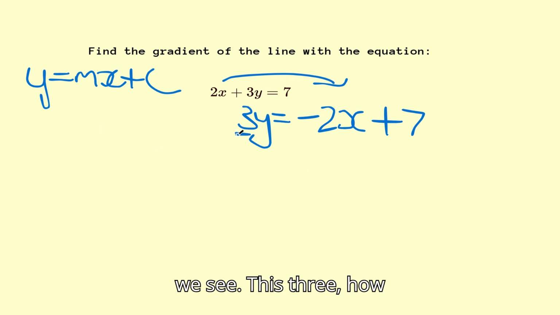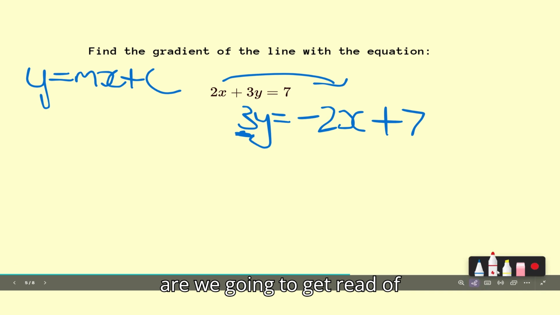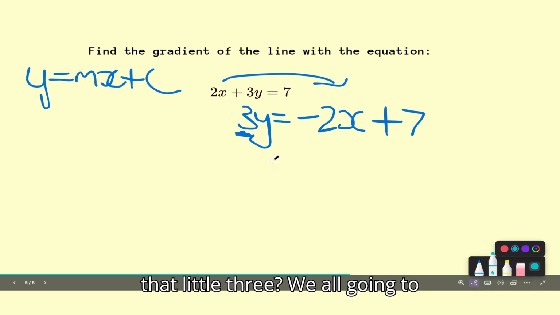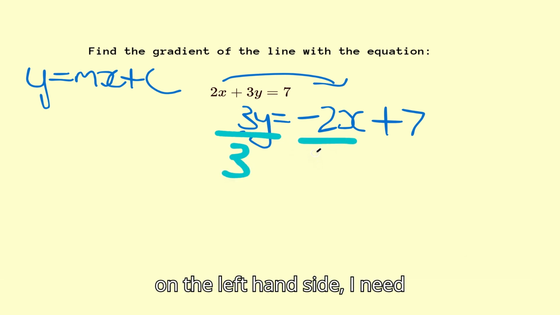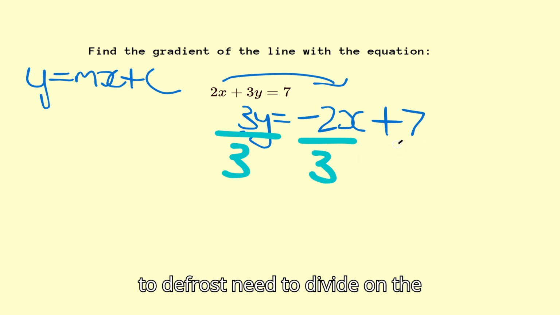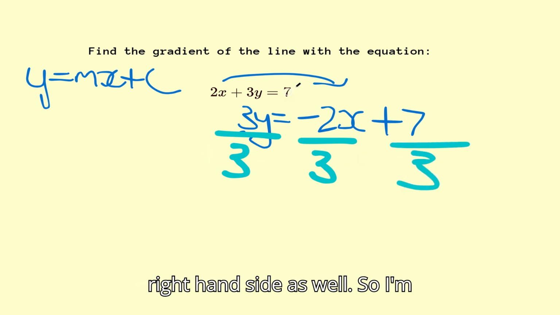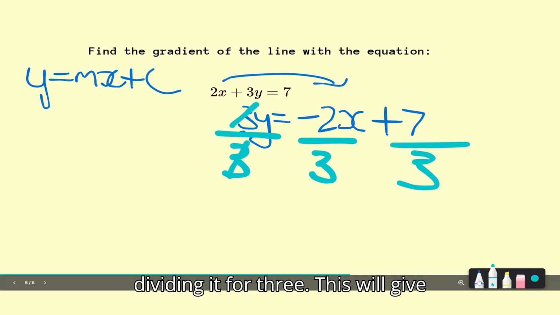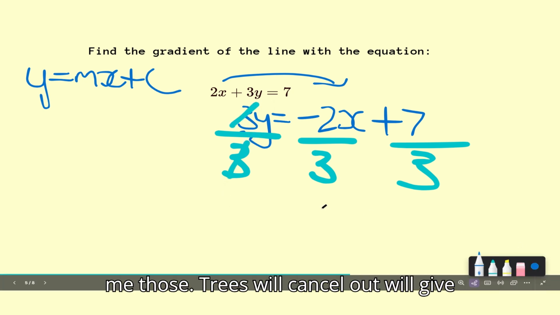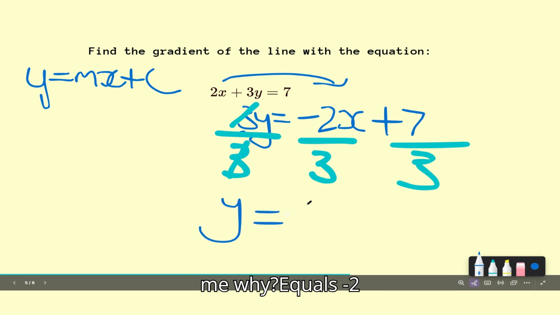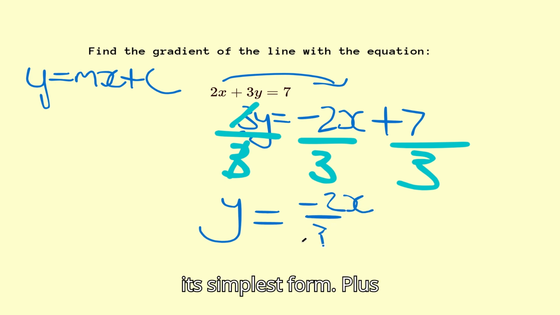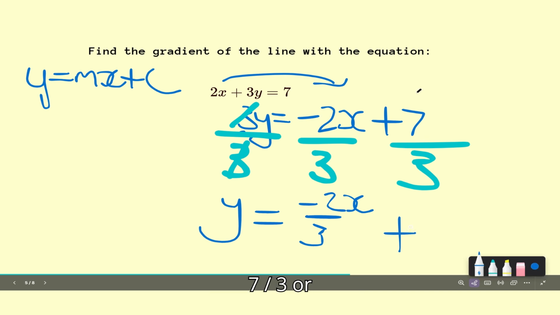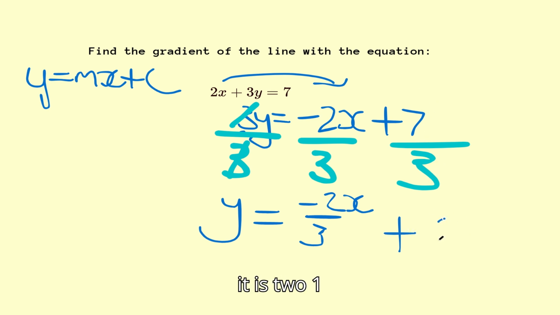But now we see this 3. How are we going to get rid of that little 3? We are going to divide by 3. And if I divide on the left hand side, I need to divide on the right hand side as well. So I'm dividing it with 3. Those 3's will cancel out, and this will give me y equals negative 2x over 3 in its simplest form, plus 7 over 3, or you can write it as 2 1 over 3.